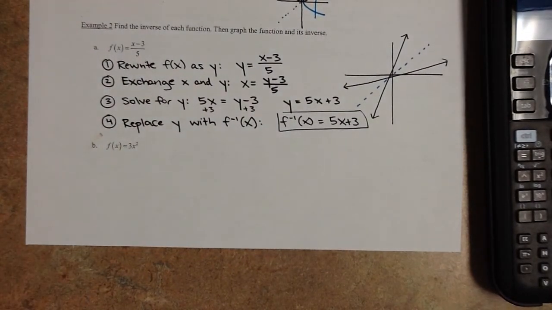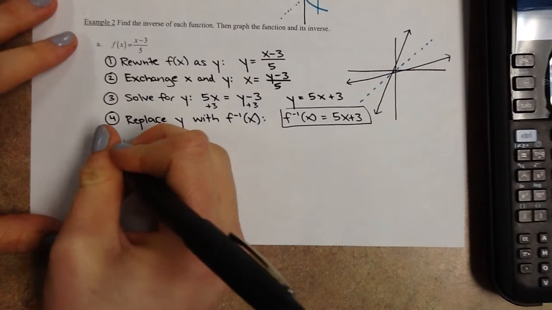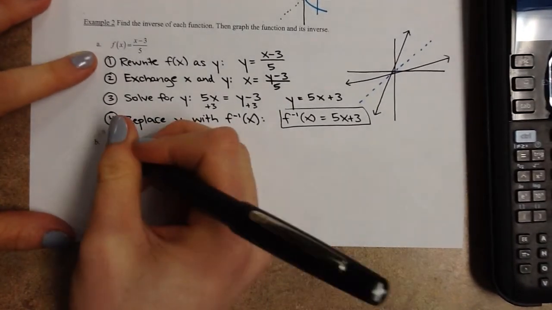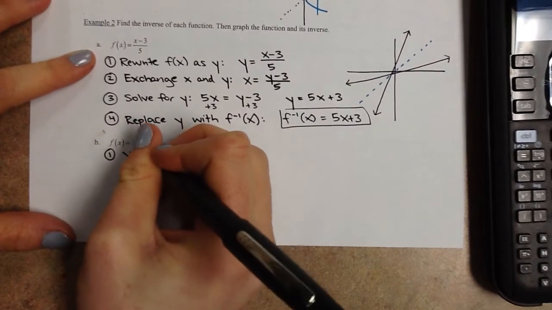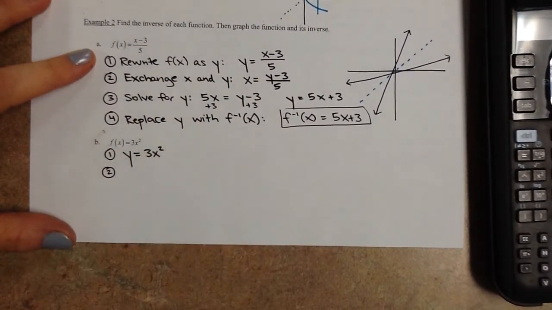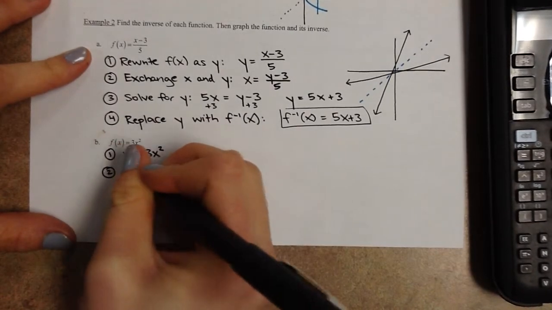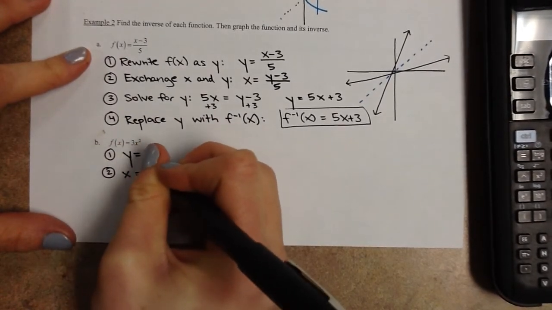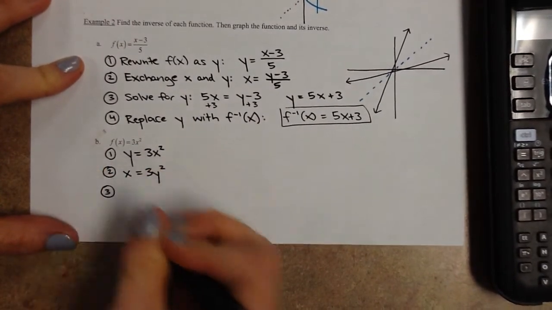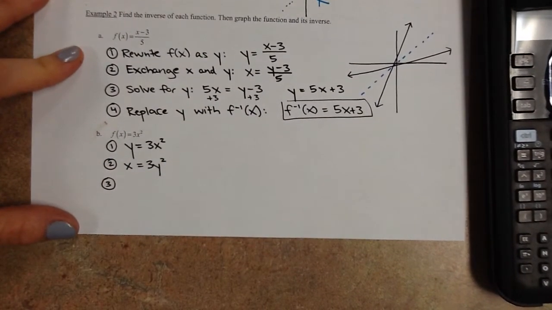All right, next one, 3x squared. So same 4 steps. I'm not going to write the steps out this time. First, rewrite f of x as y. So I'm going to write y equals 3x squared. Step number 2, exchange x and y. So literally, instead of y, write an x. Instead of x, write a y. Step number 3 is solve for y. So do whatever we need to do to get that y by itself.